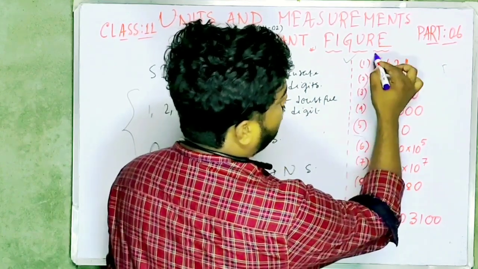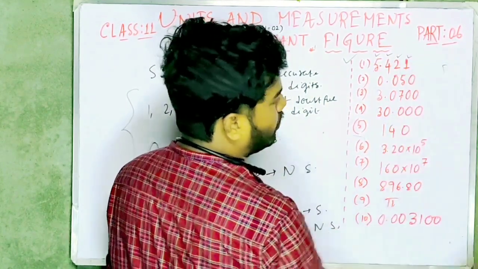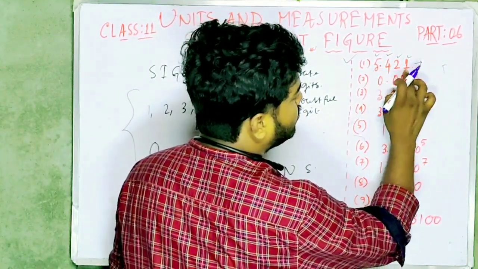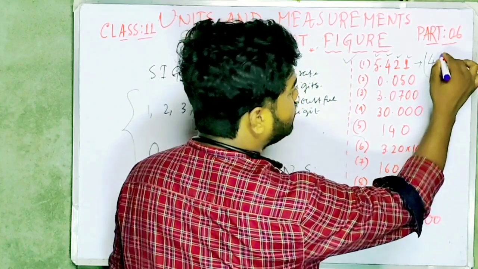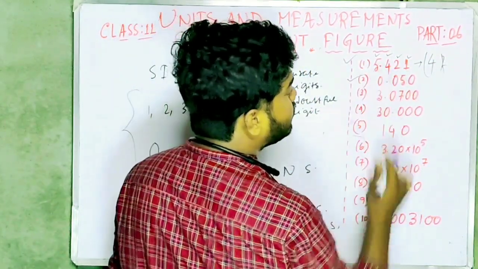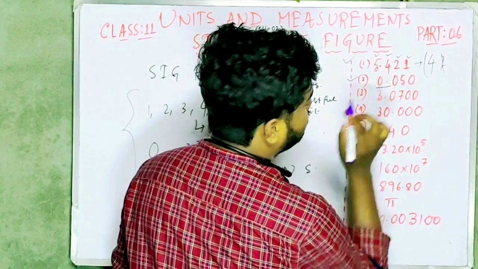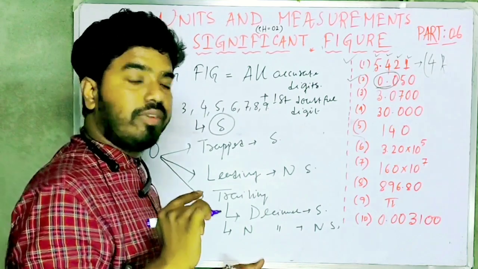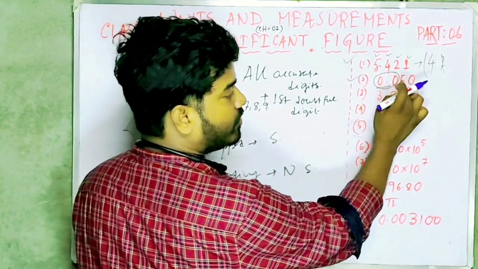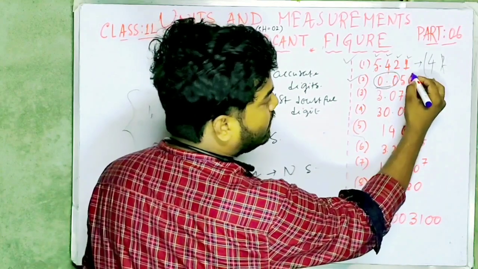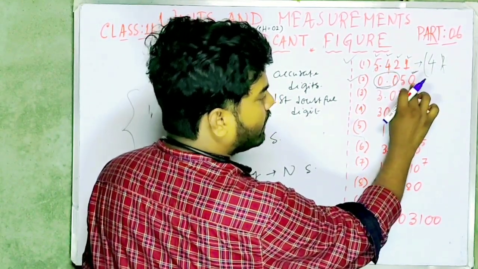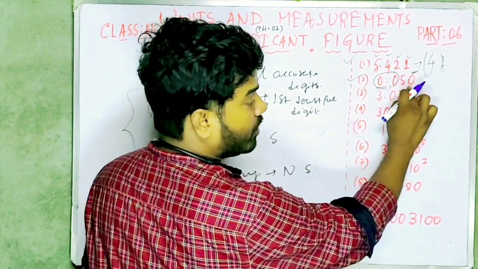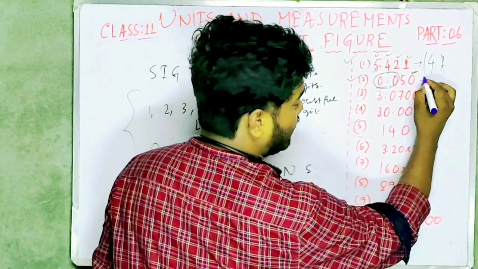5.421. 5 non-zero, 4 non-zero, 2 non-zero, 1 non-zero. So all are non-zero digits, so all are significant. 1, 2, 3, 4. So here the significant figure is 4. Second case, 0.0, this is the leading 0, and the rule is leading 0 is never significant. So this is not significant. 5 non-zero, that is significant. And this ending 0 is after the decimal point. Here is the decimal point, so this 0 is significant. So here the significant figure is 2.